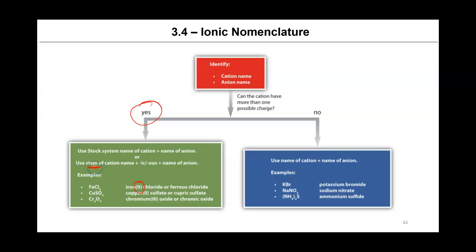Once we've done that, we can then add on the name of the anion, and that's pretty easy. We give the stem of the anion name, just the English stem, and then we add the ending to it, IDE. So we're looking at things like iron 2 chloride, chromium 3 oxide, etc. Now, if we decide that our cation cannot have more than one charge, then it gets a little easier. We give the name of the cation, we don't need to specify the charge with Roman numerals, followed by the name of the anion. So we have potassium bromide, sodium nitrate, ammonium sulfide.